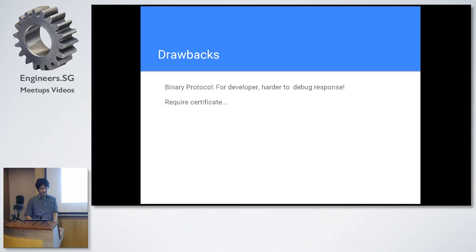The drawbacks are that the binary protocol is harder to debug the response, and because of the HTTPS, it requires a certificate. For development, you can use a self-signed cert, but for production, you need to get one. You can get a free one from Let's Encrypt. Yeah, they are free ones.